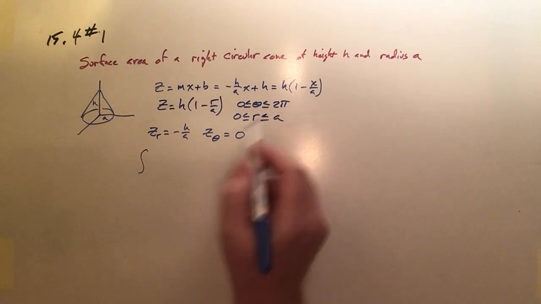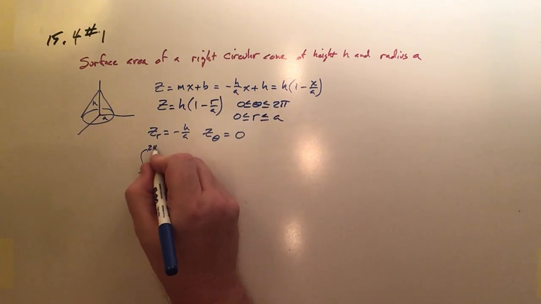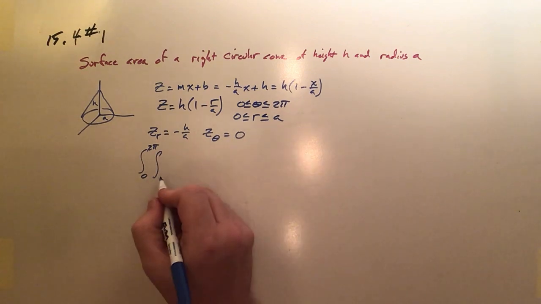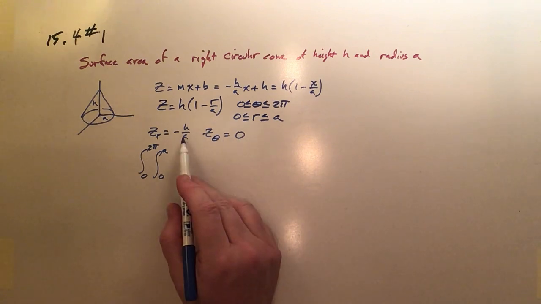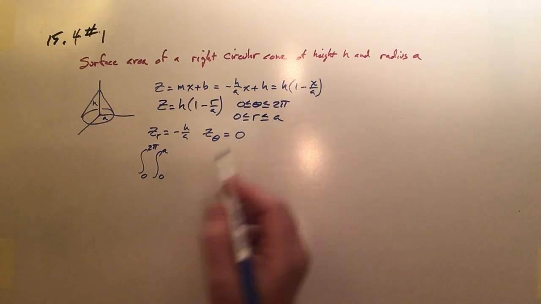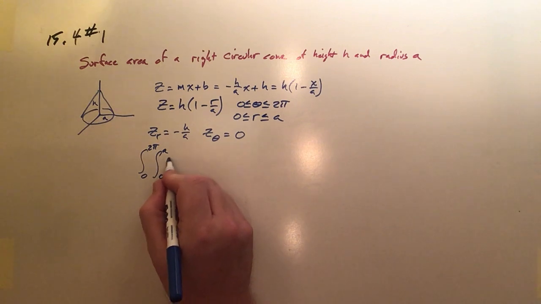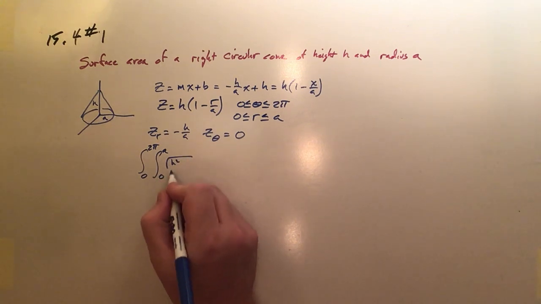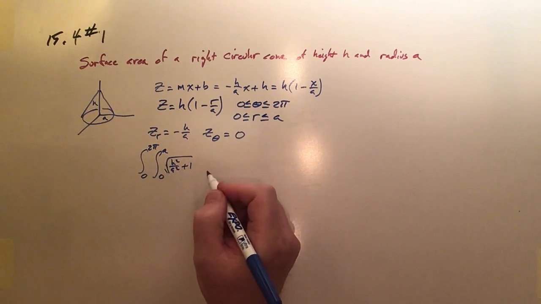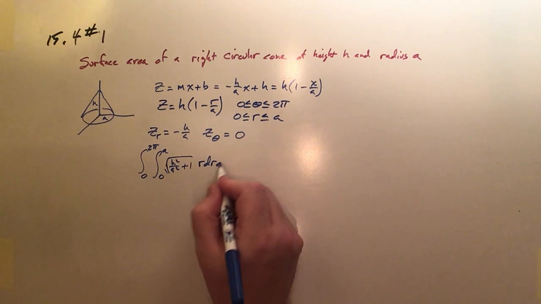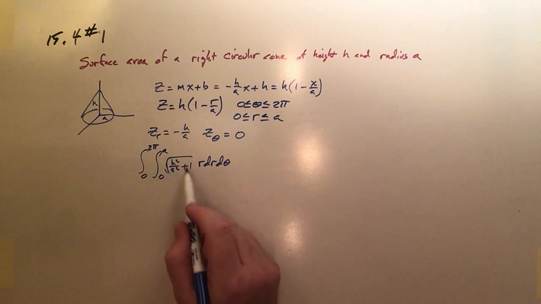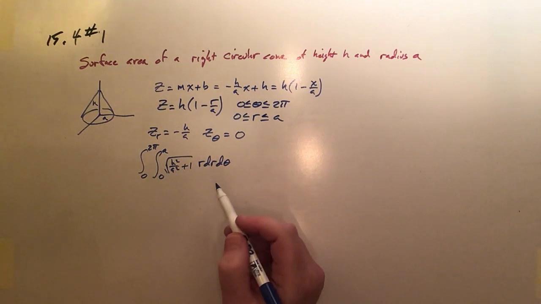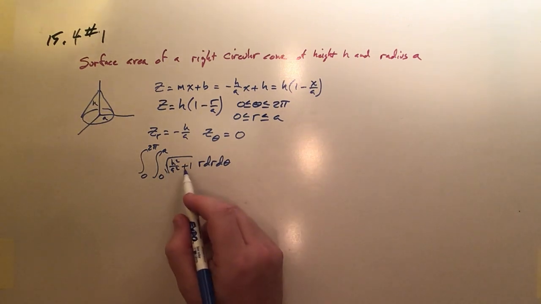It's going to be the integral, we'll do the theta outside, 0 to 2 pi, times the integral from 0 to a. And then to build the function, it's the square root of the square of the partials plus 1. So that's going to be the square root of h squared over a squared plus 1, and then it's r dr d theta. Let me dress this up a little bit. You'll notice that whole thing is a constant, so I can just draw it outside before I even do any of the integrals. So that's what I'm going to do.